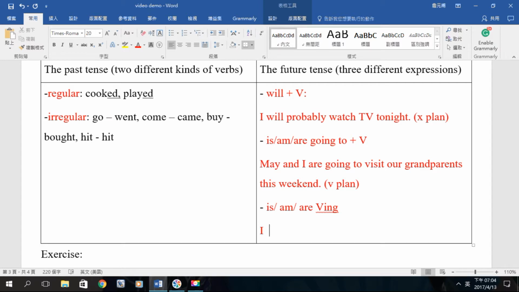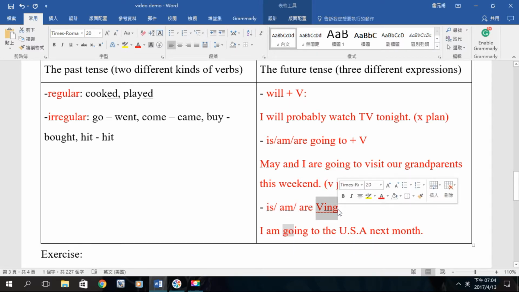Study the following example. I am going to the USA next month. Here involves a very special verb, and the verb is go. When the verbs are words like go, come, or visit, indicating that you're going from one place to another place, or coming back from one place to another place, you can use this, is am are with V-ing, the same way that we use present continuous tense to talk about something with the future meaning. So when the verbs are go, come, visit, or verbs of this kind, we can use present continuous tense to express future meanings.